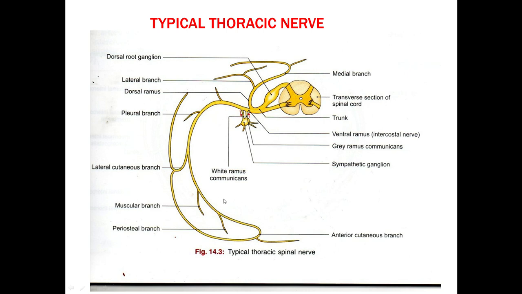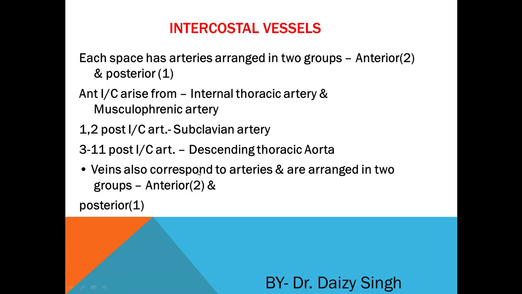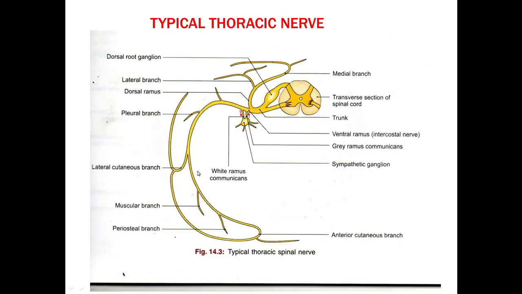The ventral ramus gives off the anterior cutaneous branch and the lateral cutaneous branch. Also we have the pleural branches, the muscular branches and the periosteal branches. This is the diagram which you should really practice and is very important. This is the diagram of the typical thoracic nerve. It's given in your books.